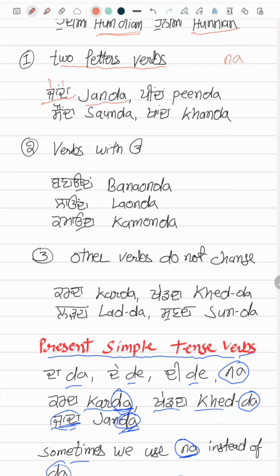If you look here, this is kind of five letters, not like this one. These other small things you see here are called lagamatra, not letters. If the verb has two letters, like pinda, which means drink, or sonda, which means sleep, or khanda, which means eat, it's two letters.